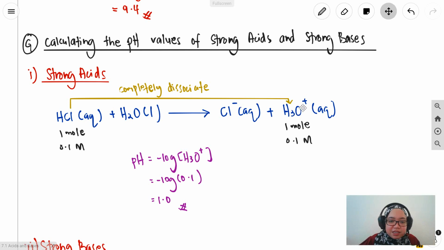So they completely dissociate, kan? Sebab awak tahu 1 mole of HCl forming 1 mole of H3O plus ion. And since HCl ni boleh completely dissociate, so dia pun boleh form sama juga 0.1 molar H3O plus. So kita boleh cari pH here. pH is equal to negative log H3O plus. So we get the pH is 1.